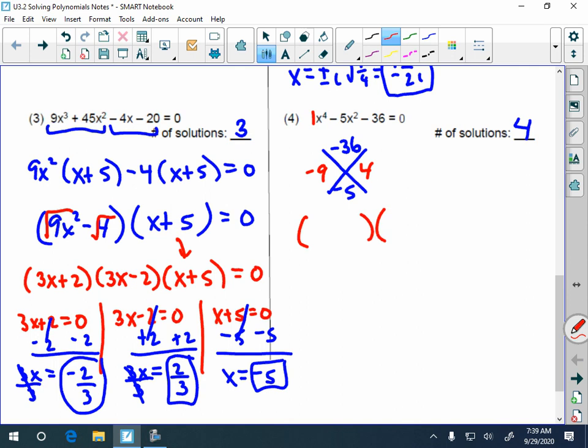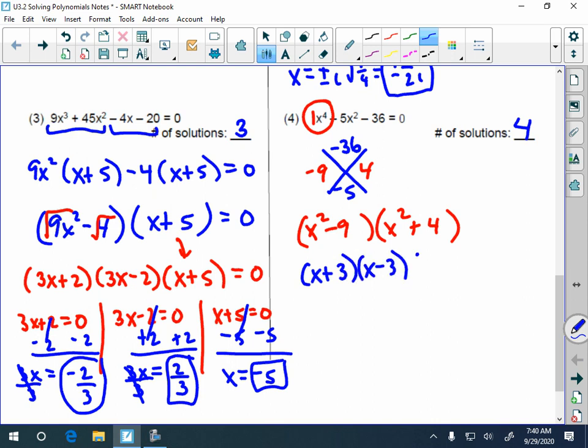Alright, so we do our 2 binomials. And so remember, because it's an x to the 4th, we have to basically square root it or cut that 4 in half for our exponents. Okay, so instead of x and x, it's x squared and x squared. So it's x squared minus 9, x squared plus 4. Now, from here you could use the square root method, but I will factor this because I know x squared minus 9 is x plus 3, x minus 3. All right, x squared plus 4 doesn't factor because it's plus, not a minus.